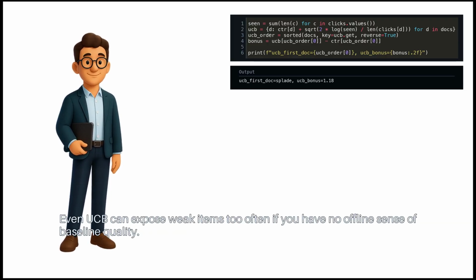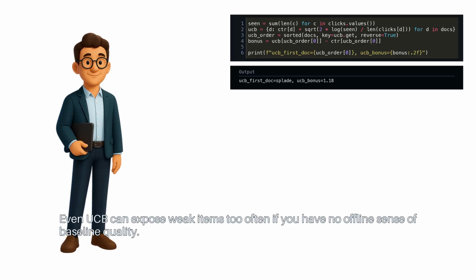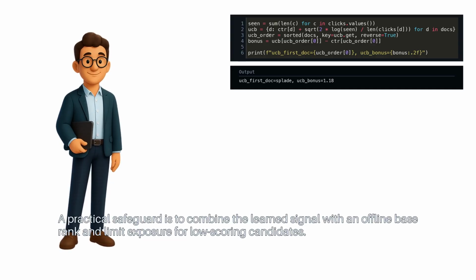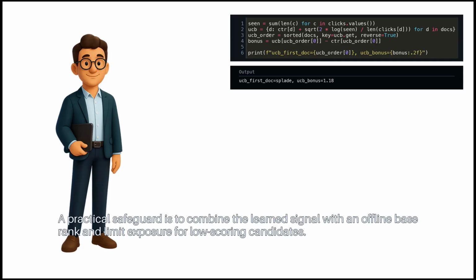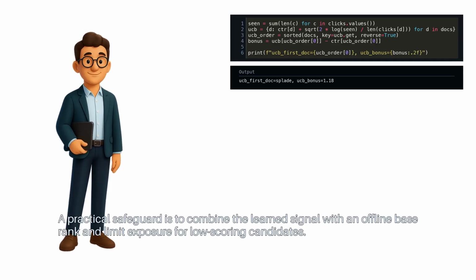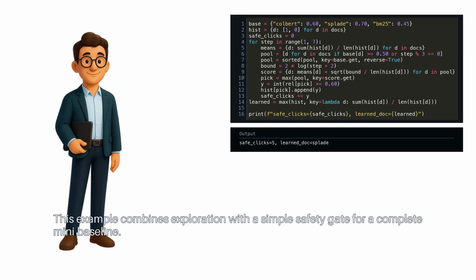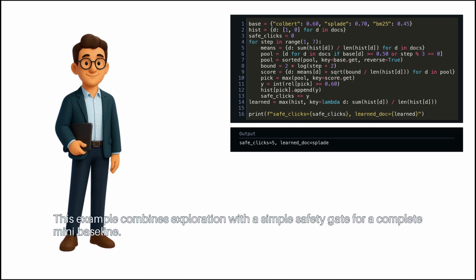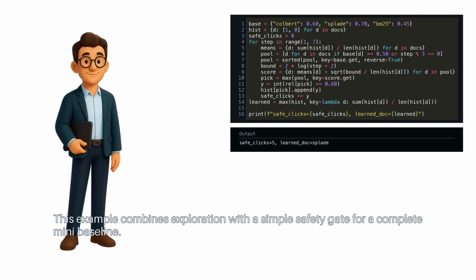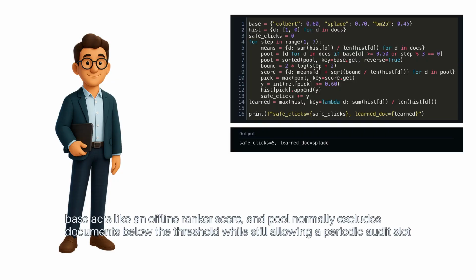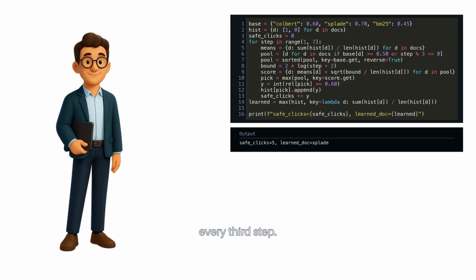Even UCB can expose weak items too often if you have no offline sense of baseline quality. A practical safeguard is to combine the learned signal with an offline base rank and limit exposure for low-scoring candidates. This example combines exploration with a simple safety gate for a complete mini baseline. Base acts like an offline ranker score, and pool normally excludes documents below the threshold while still allowing a periodic audit slot every third step.